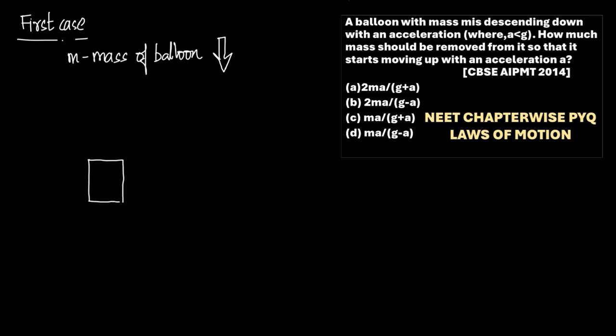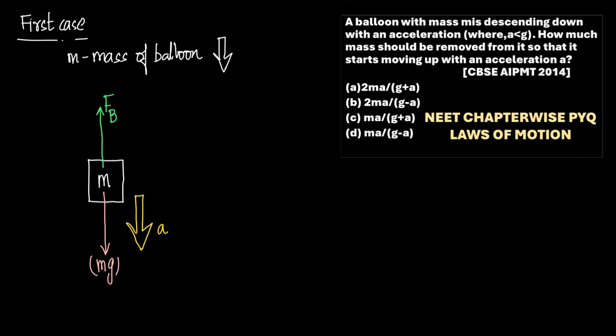So, assuming this to be the balloon with mass m, what are the various forces acting on it? The first force acting on it would definitely be the weight, which is mass into acceleration due to gravity. Since it is a balloon, it will also experience the force of buoyancy. So there are two forces acting on this: the force of buoyancy and the weight. Now, what is the net direction? The object is descending downwards.